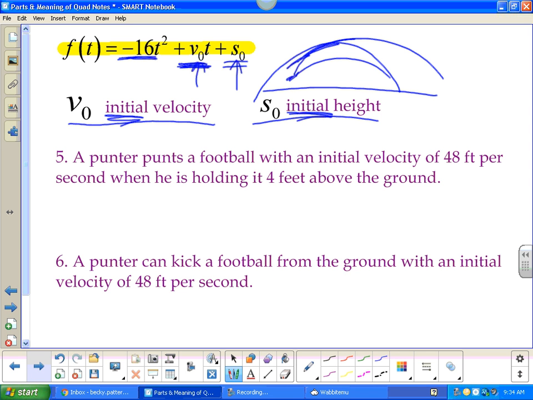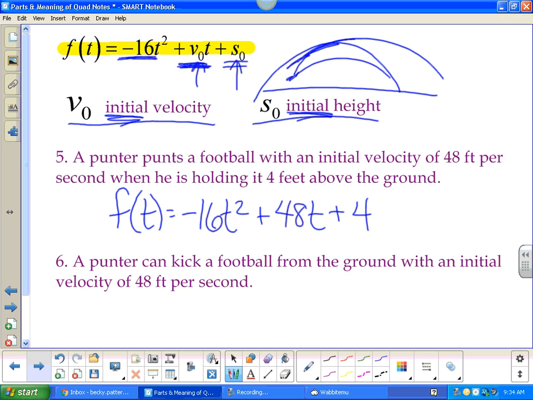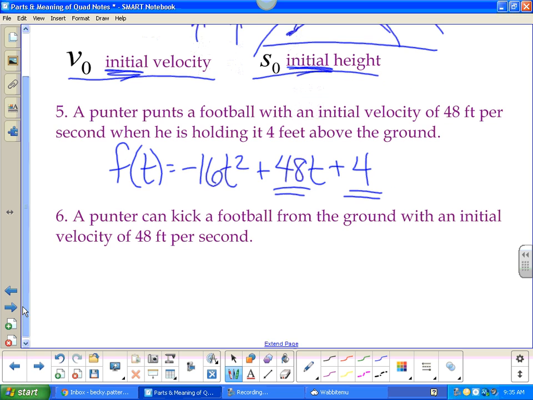So a punter punts a football with an initial velocity of 48 feet per second when he's holding it 4 feet above the ground. I just want a formula for this. So f of t equals, now the negative 16t squared stays put because we're on Earth, plus, now my velocity goes in here, 48t, and then my initial height, 4 feet above the ground. Velocity, initial height. And that's it. That's all we're doing right now.